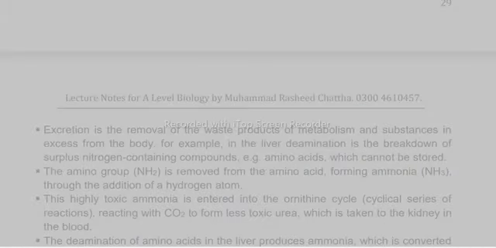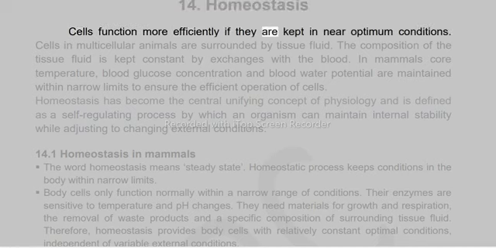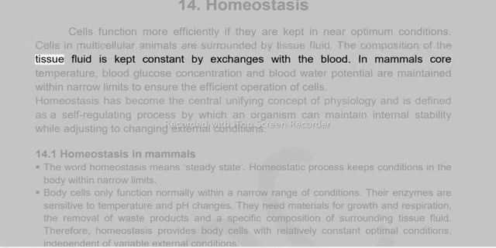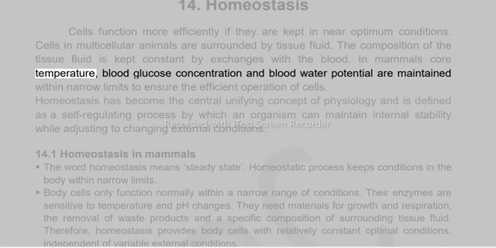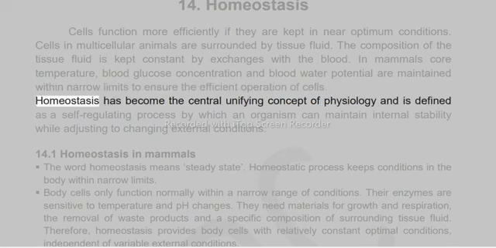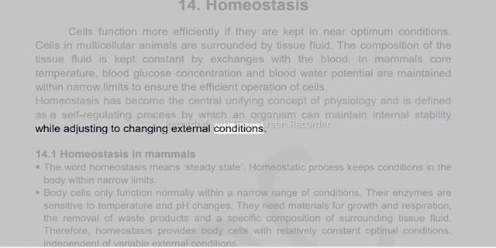14. Homeostasis. Cells function more efficiently if they are kept in near-optimum conditions. Cells in multicellular animals are surrounded by tissue fluid. The composition of the tissue fluid is kept constant by exchanges with the blood. In mammals, core temperature, blood glucose concentration and blood water potential are maintained within narrow limits to ensure the efficient operation of cells. Homeostasis has become the central unifying concept of physiology and is defined as a self-regulating process by which an organism can maintain internal stability while adjusting to changing external conditions.